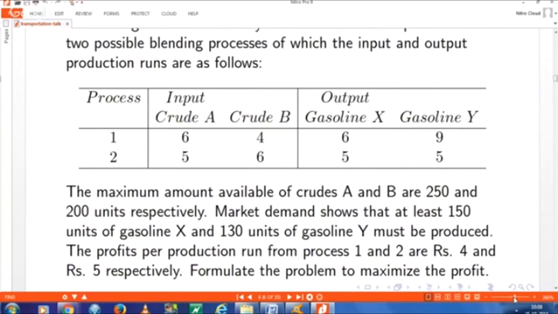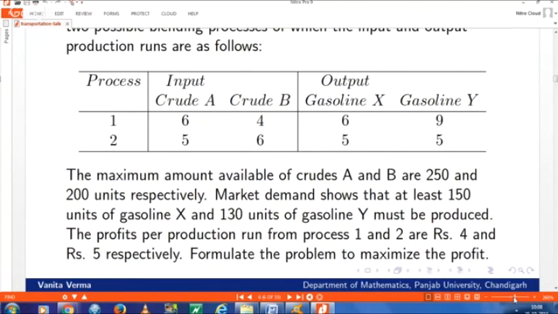So the problem here is how to get the optimal blending of both the processes to meet these outputs by using these inputs, so that the profit is maximized. The decision making here is basically the number of production runs: how many production runs of process 1 and how many production runs of process 2 there should be, so that when you blend to get these outputs, the profit is maximum.